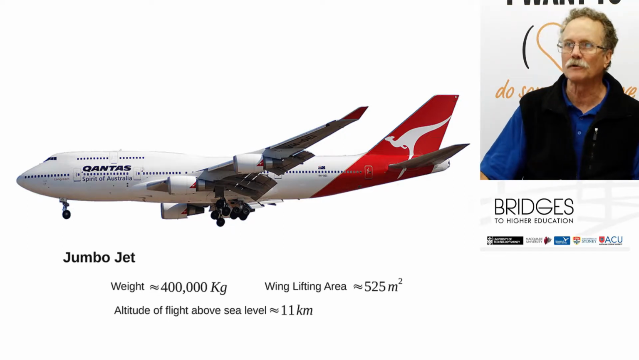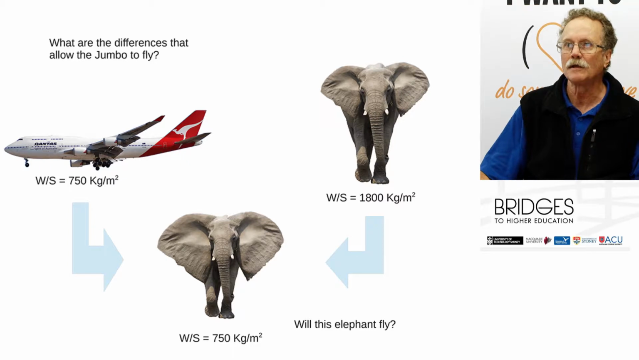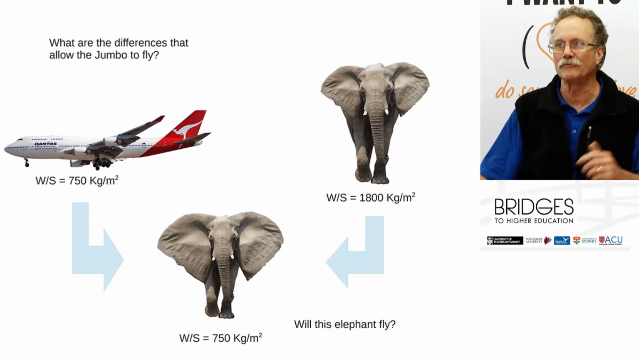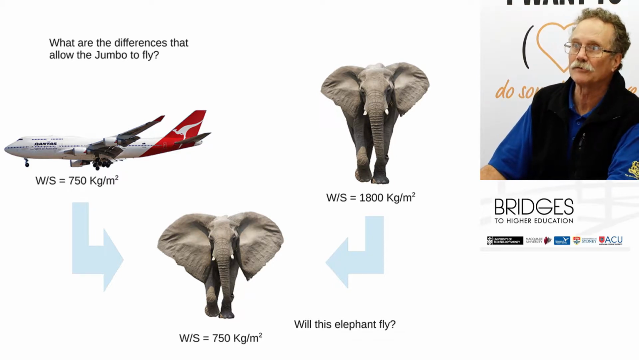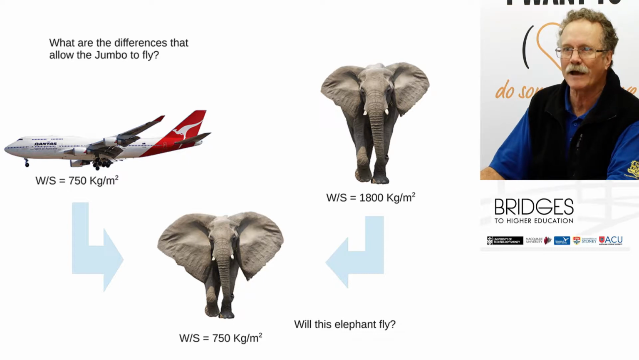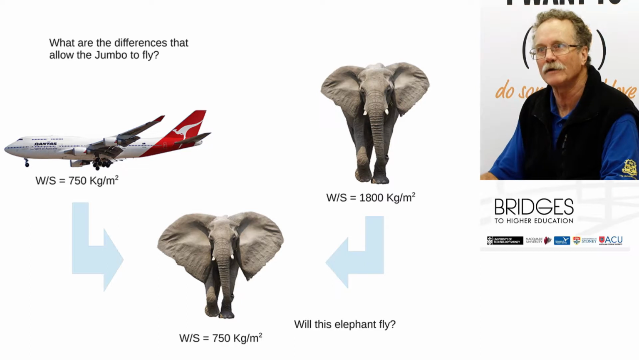The first thing to do is look at some of the obvious parameters. Now, one parameter is wing loading, which is the weight of the elephant divided by its lifting area. Now, with the jumbo jet, it's 750 kilograms per square metre. With a standard elephant, it's around about 1,800. So we can see that weight over area is a bit lighter on jumbo. So maybe if we adapt the elephant, give it a bit more area, as per the Disney movie, maybe we can get this elephant to fly. That's a nice simplistic way of thinking about it.